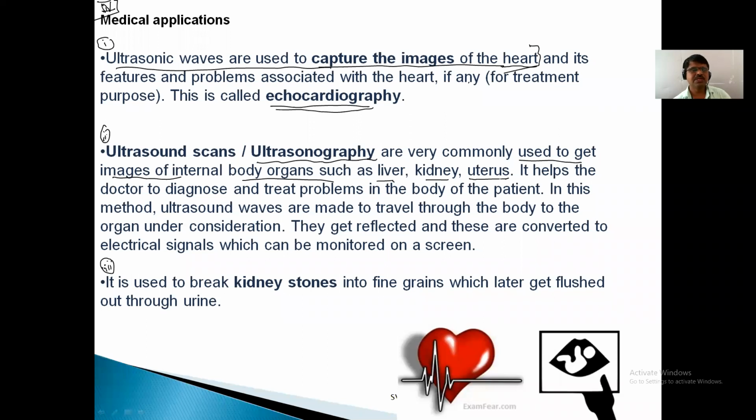Used to get images of internal body organs such as liver, kidney, uterus, etc. The second medical application is ultrasonography. It is used to get the images of internal body organs such as liver, kidney, uterus, etc.